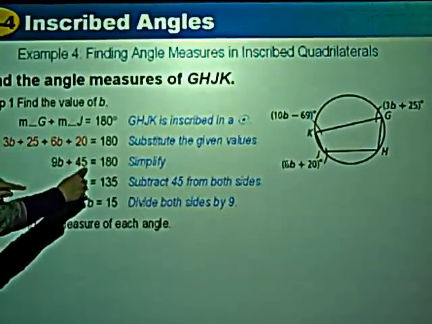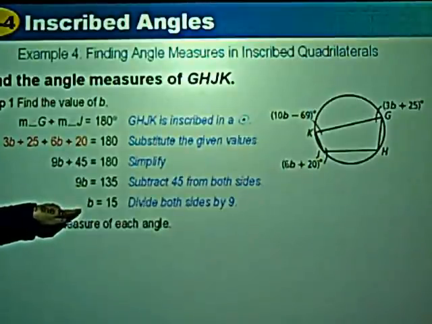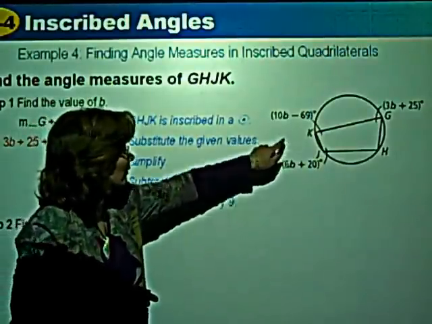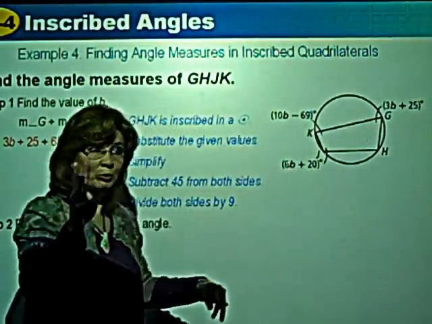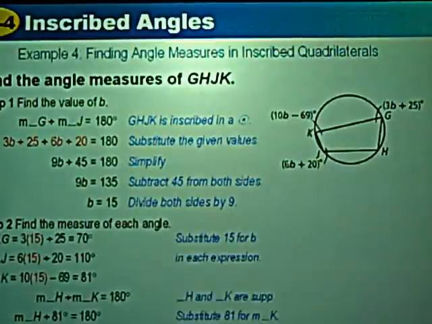9B and 45. Take away your 45, divide by 9, and get your B. Once you've got that, you just plug it into those three expressions. Put in 9 here, here, and here to get these three angles. The fourth one, well, you know there's 360 degrees in a quadrilateral. So plug it in to get angle G and get 70. Plug it in to get J and get 110. Plug it in to get K and get 81.